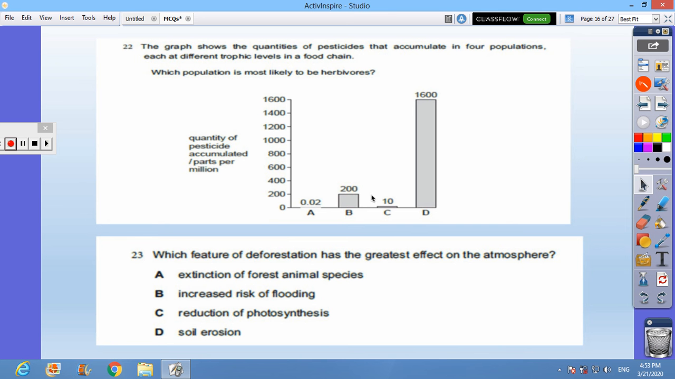The answer is C. Because he eats the herb, he must have a little bit higher concentration than it in the herb or in the plant. 23. Which features of deforestation has the greatest effect on atmosphere? The answer is C. Reduction of photosynthesis.